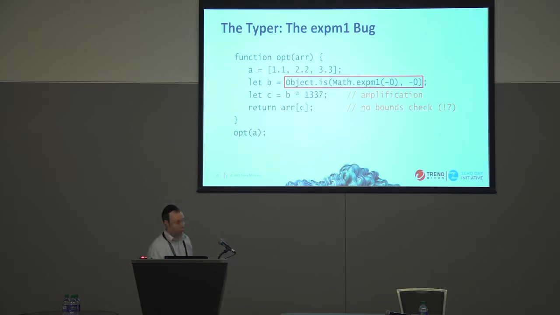And plugging this back into the bounds checking scenario that we explored a couple of slides back, this is basically what you would want to do in order to exploit the EXP-M1 bug. The idea is that the typer would wrongly conclude that B is false, and that consequently C is 0, so no bounds check is needed on the last line. While in reality, B will be true, and C will be a large number, according to the amplification factor, and then the attacker can read or write outside the bounds of this array.